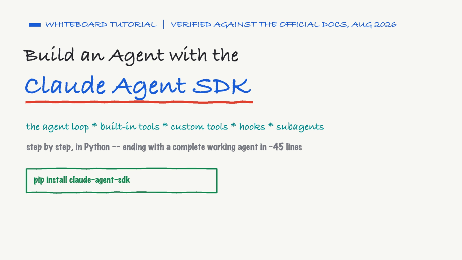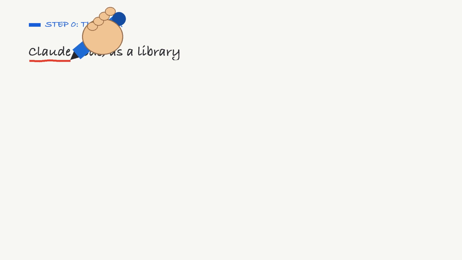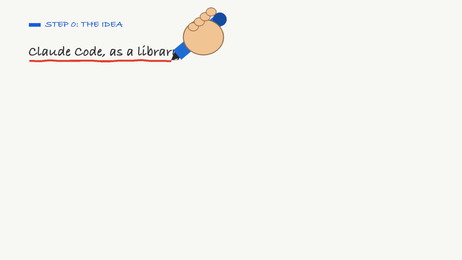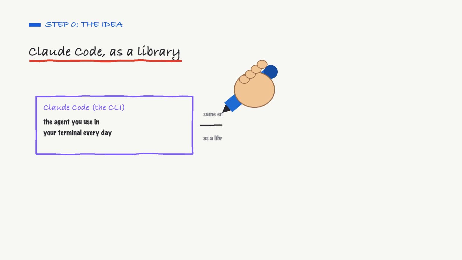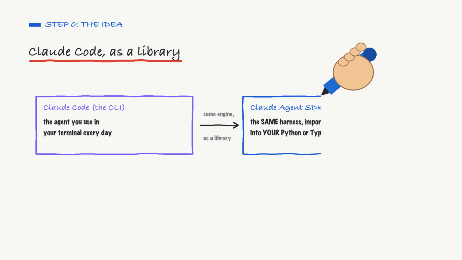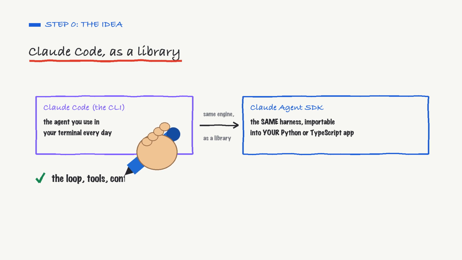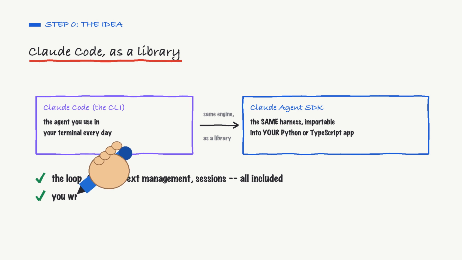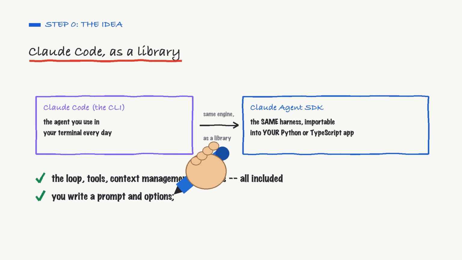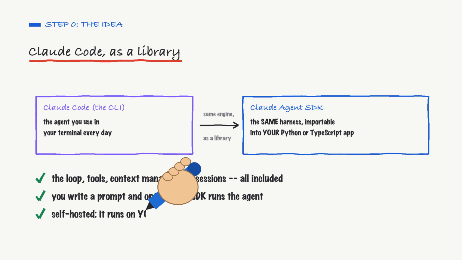Let's draw. First, what is the Claude Agent SDK? You may know Claude Code, the agent you talk to in a terminal. It reads files, runs commands, edits code, loops until the job is done. The Agent SDK is that same engine, packaged as a library for Python and TypeScript. The loop, the tools, the context management, sessions, all included. You write a prompt and some options, and the SDK runs the agent.